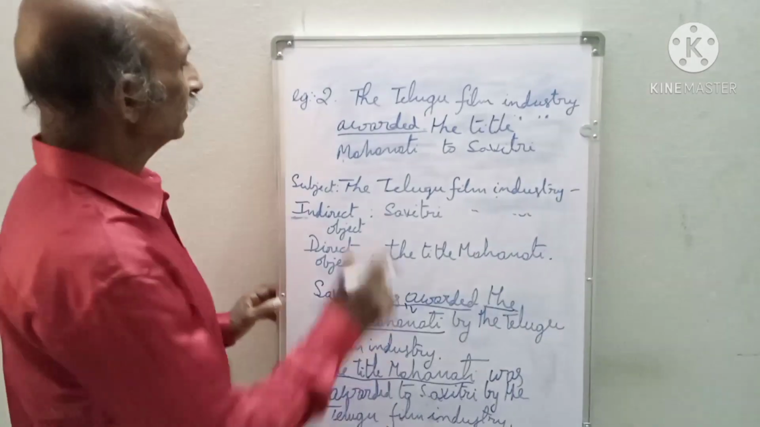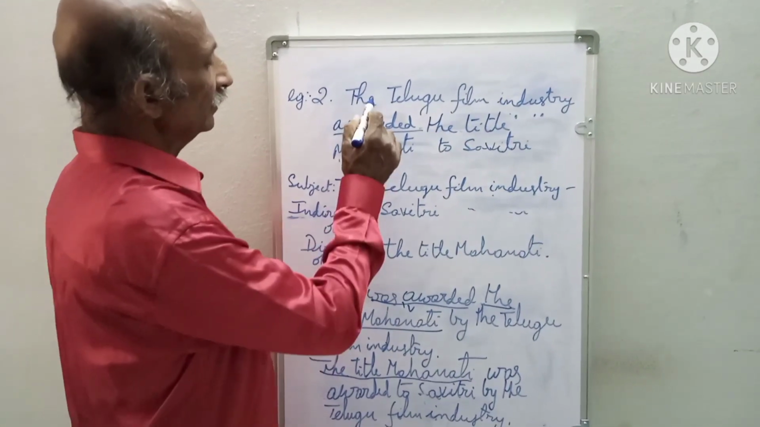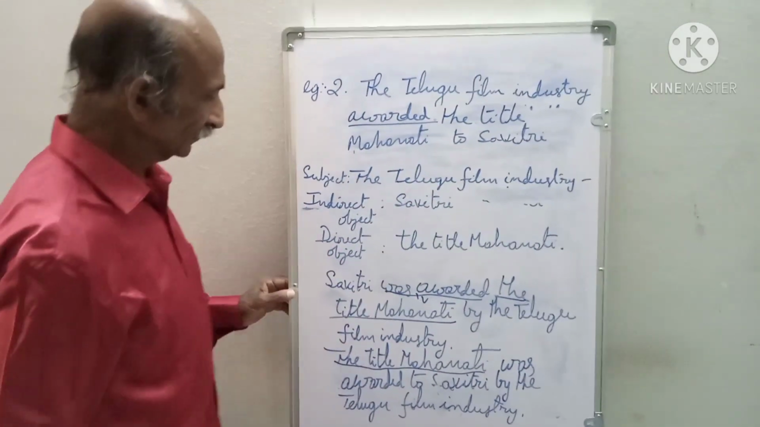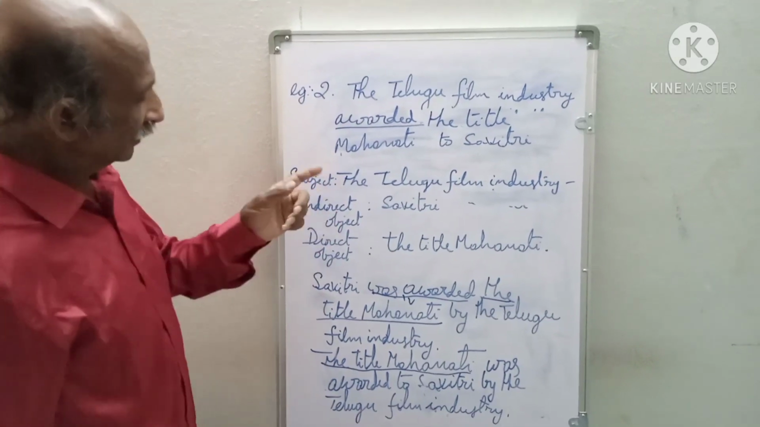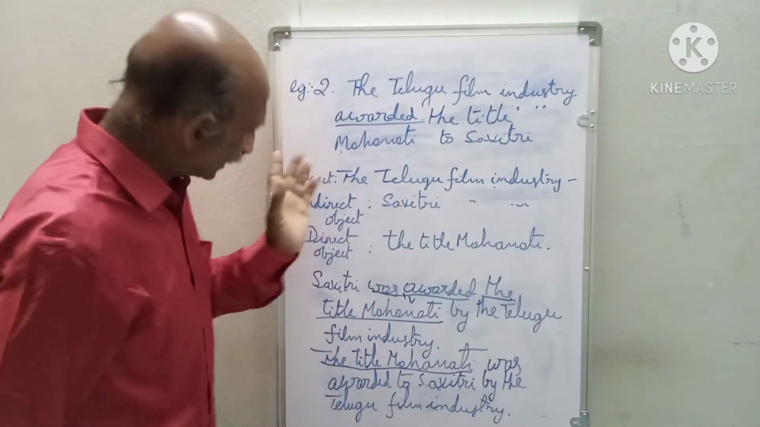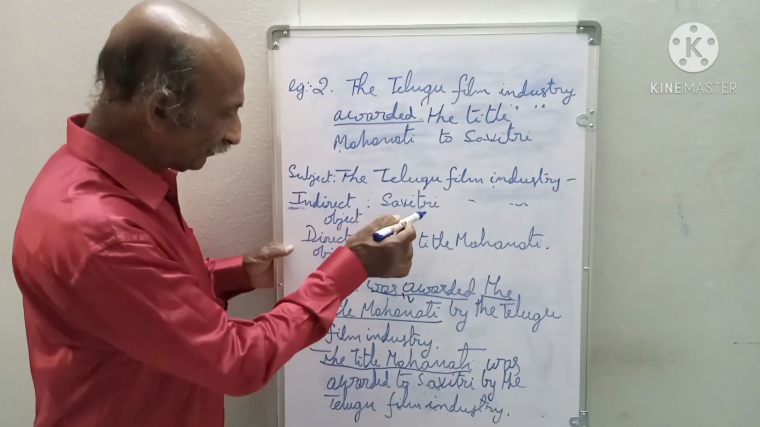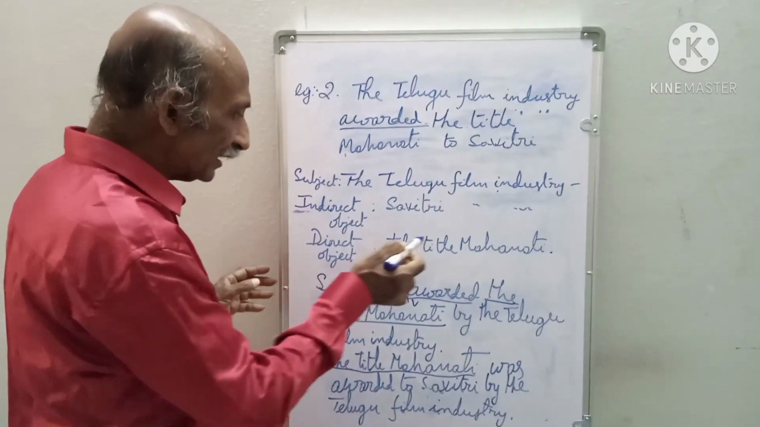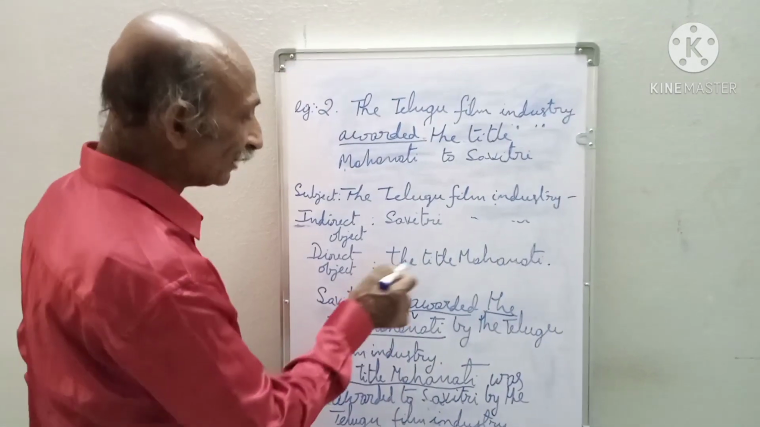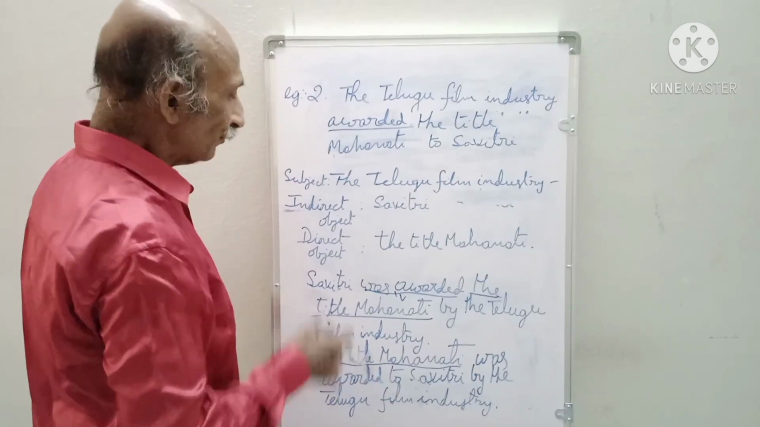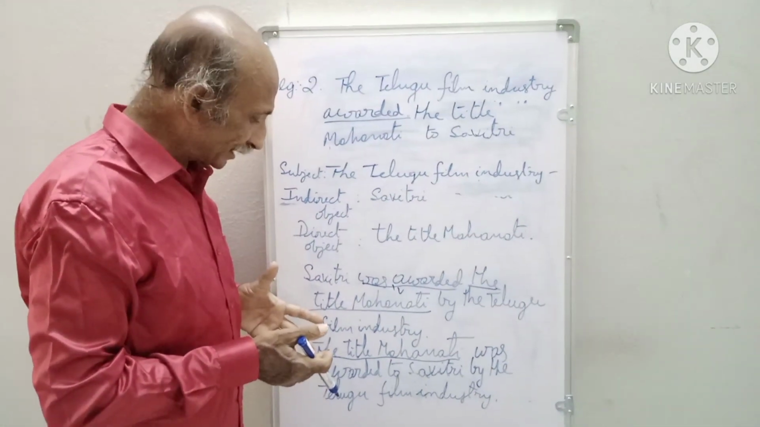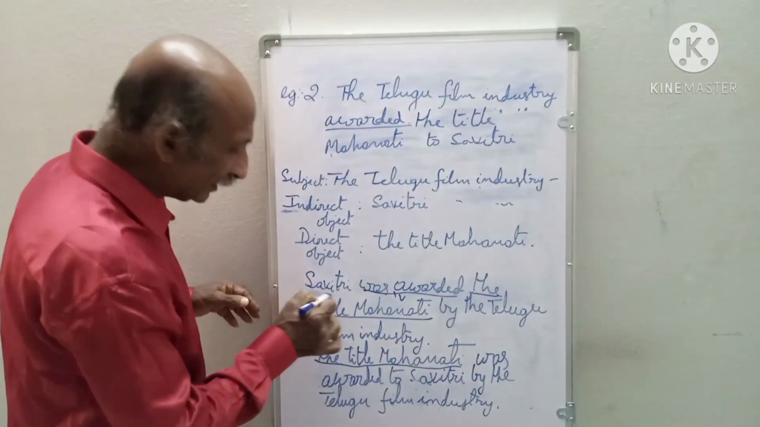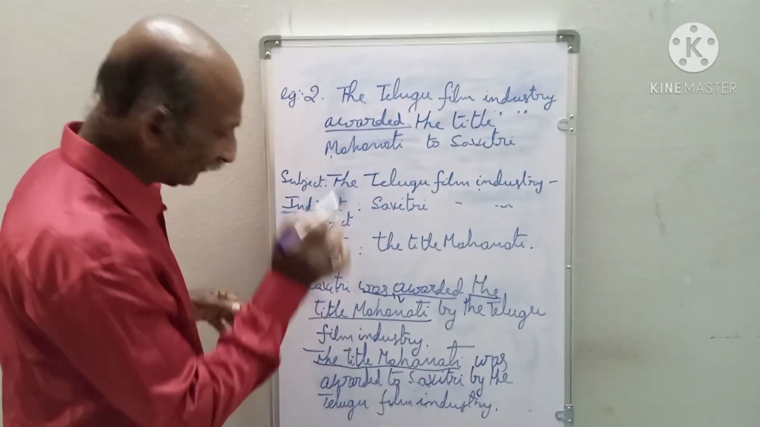Stop. Now take a look at the sentence. The Telugu film industry awarded the title Mahanati to Savitri. So in this sentence, my dear friends, the Telugu film industry is the subject. Indirect object is Savitri because indirect object refers to persons. Direct object is the title Mahanati. It refers to things. So which of them should be taken as a subject in passive voice? We generally take indirect object as a subject. So I began the sentence with Savitri.